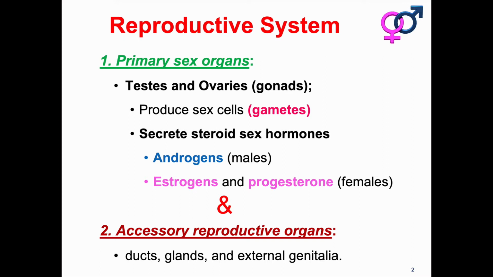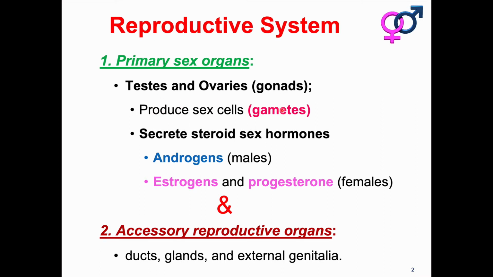The primary sex organ for reproduction in the male is the testis. We call it the male gonad, whereas in the female it is the ovary, which we call the female gonad. The testes produce sperm cells, and the ovaries produce ovum cells. That's what we call gametes.